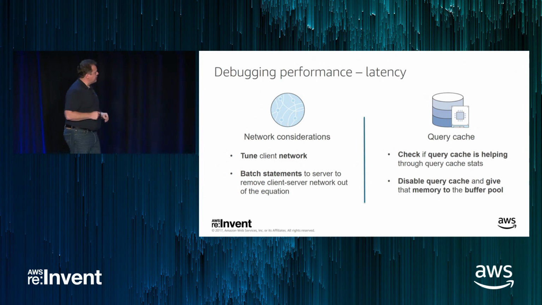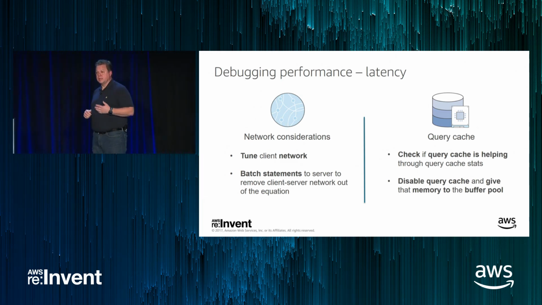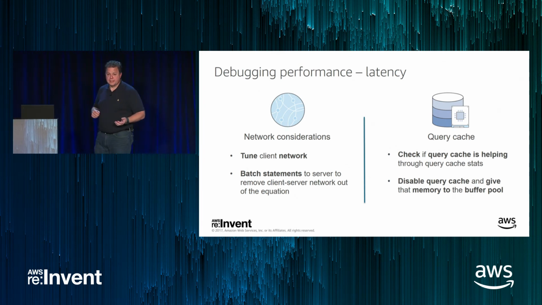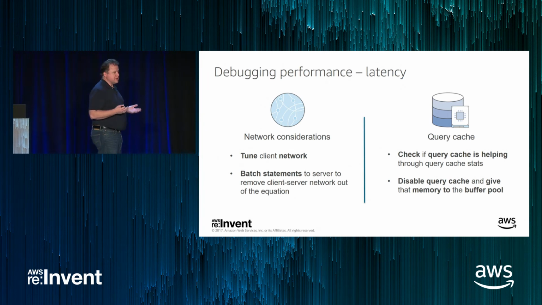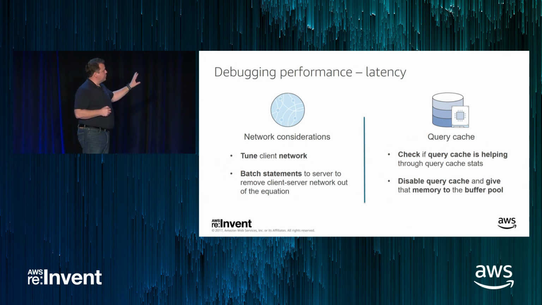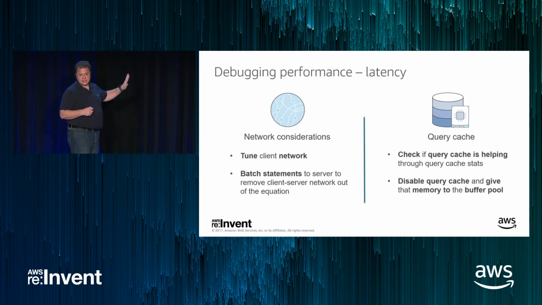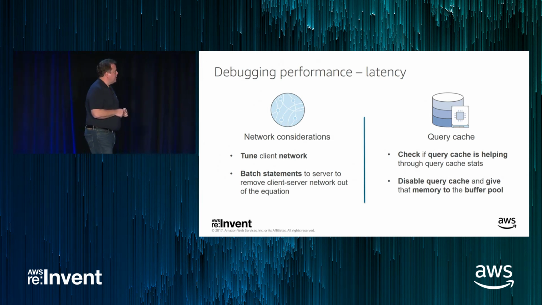So some other things to consider. Cheyenne was talking about doing migrations, and he talked a lot about tuning the client. Those settings are great for migrations, but they're also just as important for running your ongoing workloads. So you want to make sure that you tune the client network, right? With the RPS, you want to make sure that you have those settings configured so that you are maximizing the throughput from your client. You want to make sure that you batch statements to the server.